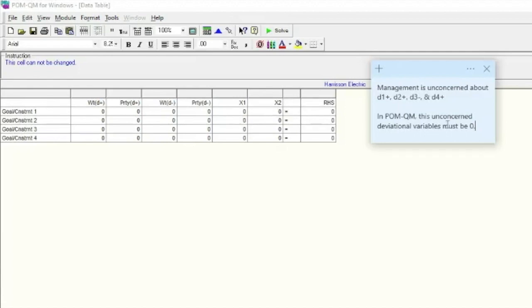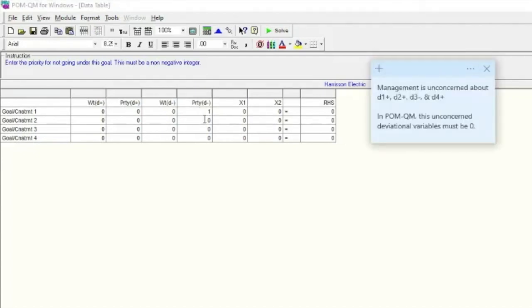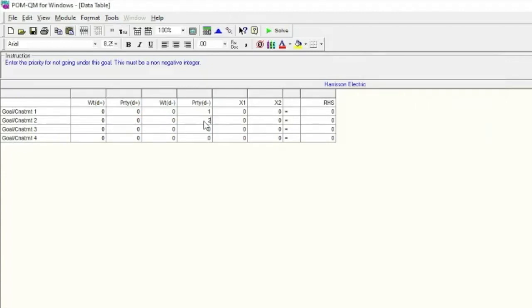So, meaning to say, itong mga unconcerned deviational variables natin, bakit sila gagawing 0? Dahil nga, hindi naman doon concerned si management. Meaning, itong D sub 1 will be our first priority. And that is our first goal and first constraint. So, maglalagay tayo dito ng 1. Okay? Then, our D sub 2 negative, that is one of the concerns of management because the unconcerned one of management is yung D sub 2 positive. Therefore, we will be having here not 1 but 2 to designate na ito yung second priority natin.